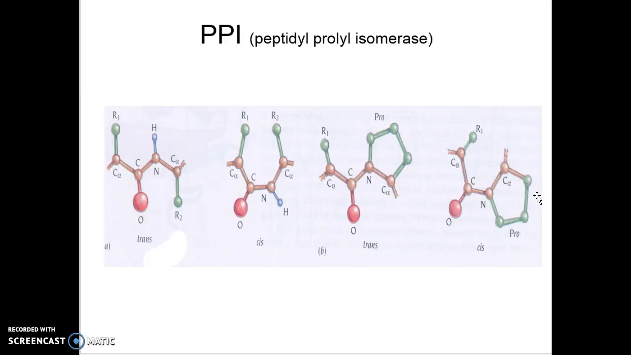But there is some problem. Two forms cannot be converted easily. Okay, so during the folding process, some proline exists in cis form by accident. They may be in trouble in making correct native forms where it must adopt trans. Okay, so PPI just accelerates the conversion of the two forms.